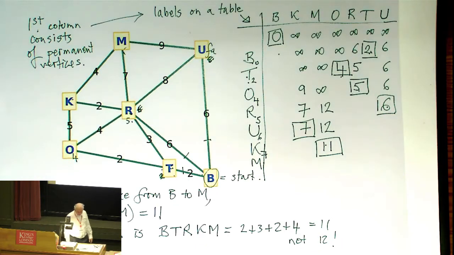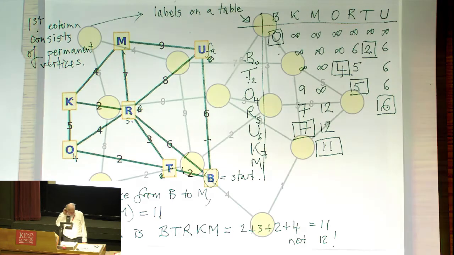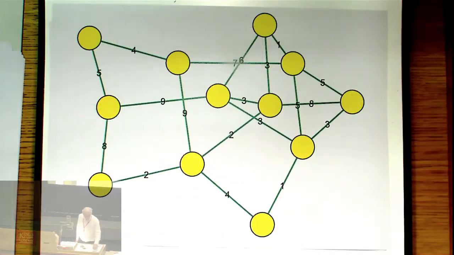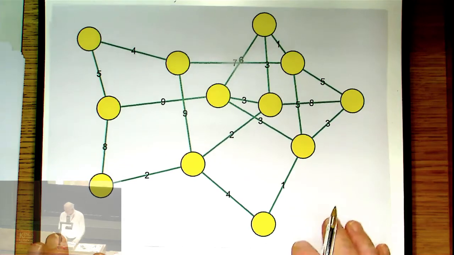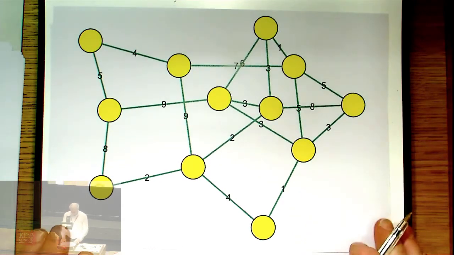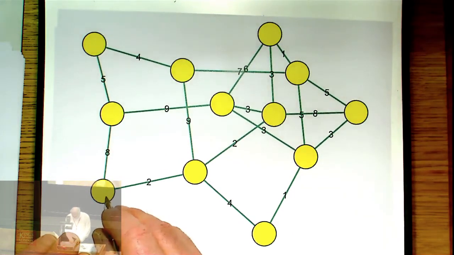Where are we? Well, you can get a tree by this method. I won't illustrate it in this example. It's in the notes. I'd like to give you a slightly more sophisticated example in which I won't do a table. I'll go back to putting the labels on the graph. So we're going to start from this vertex here.